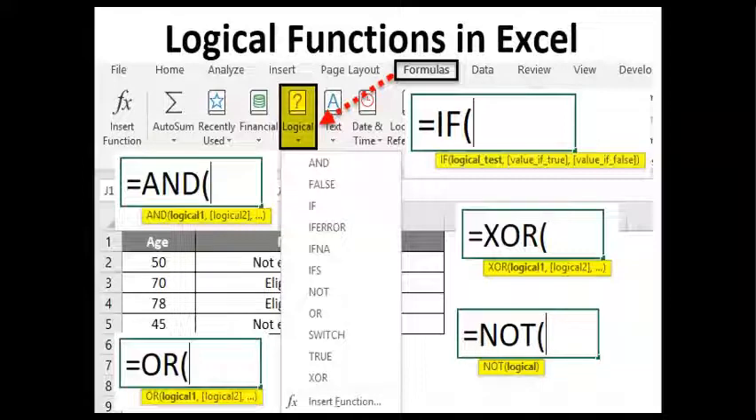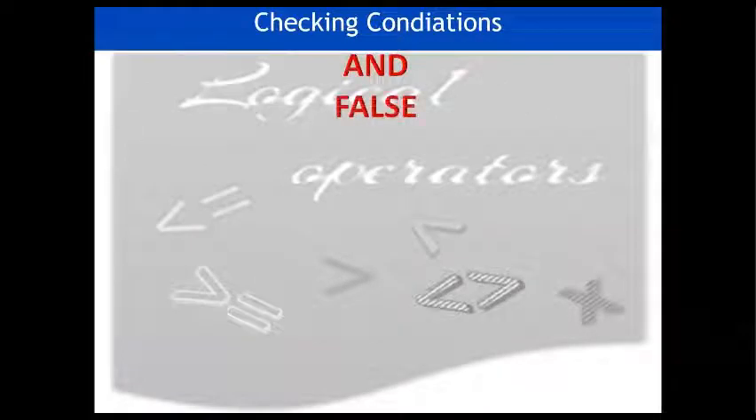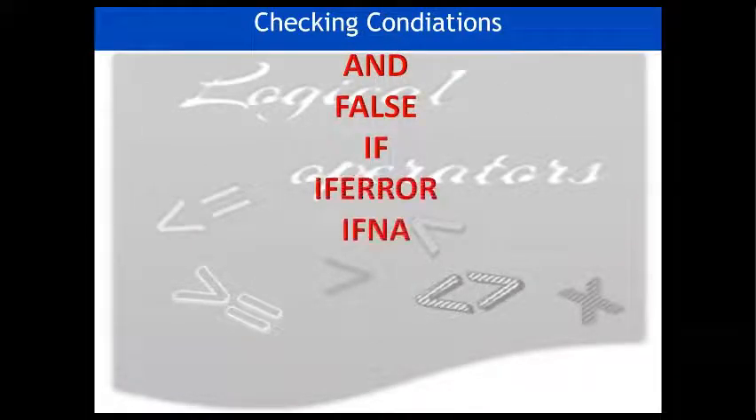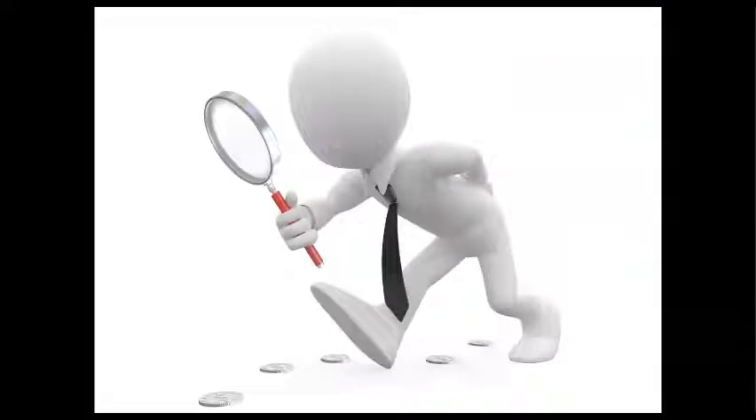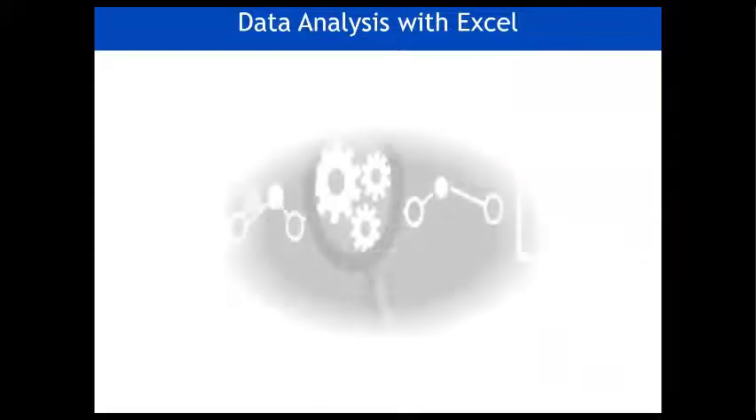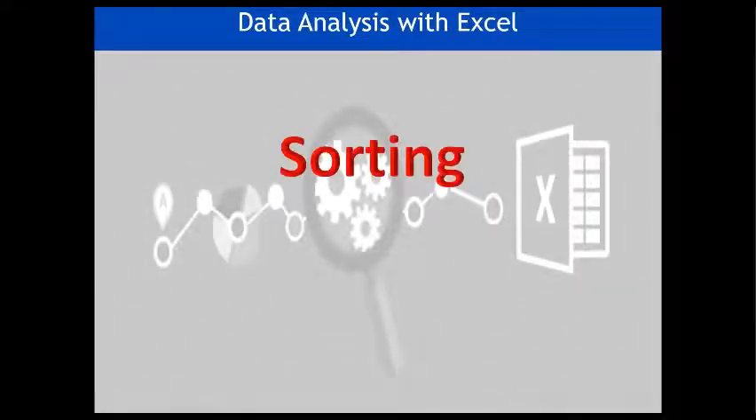In this series, we will learn about 9 different logical operations, or 9 different ways of checking conditions. Now that we have a correct data set available with us, what next? In the latter half of this series, we will learn about analyzing the data. And to do the data analysis in Excel, we will use functions like sorting and filters.